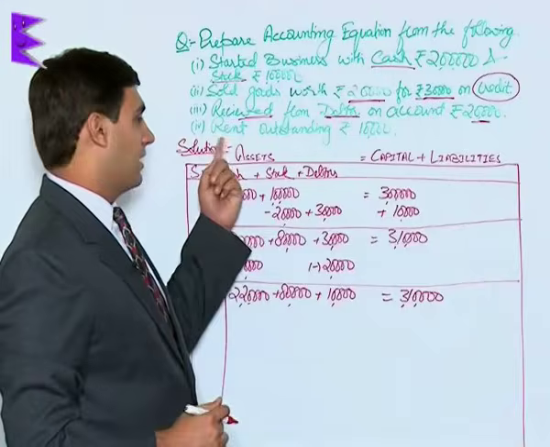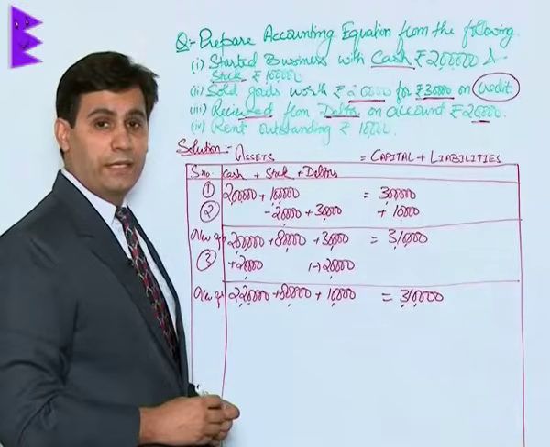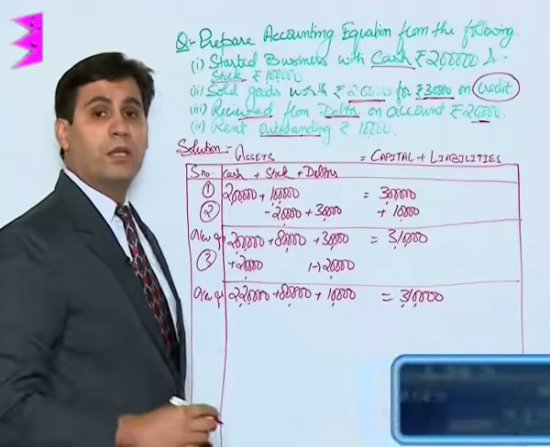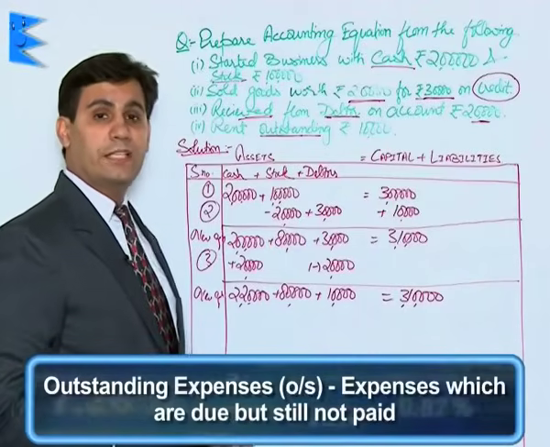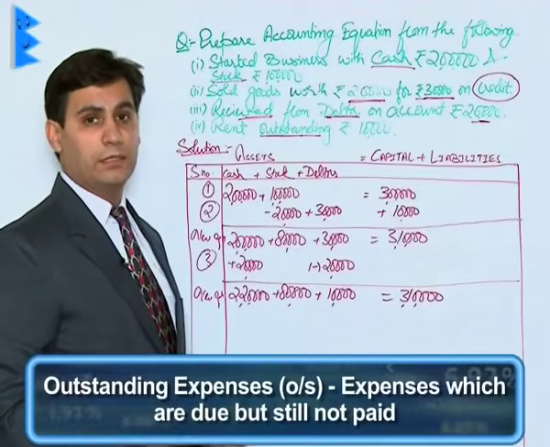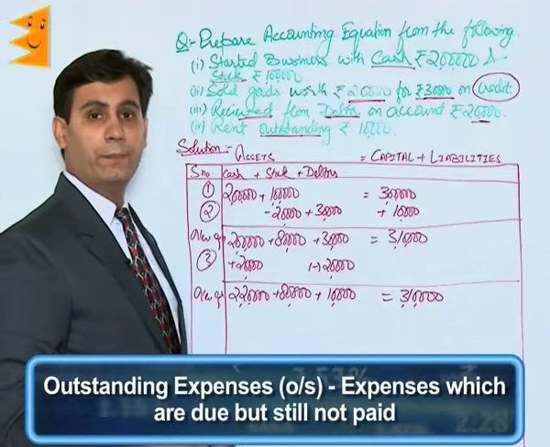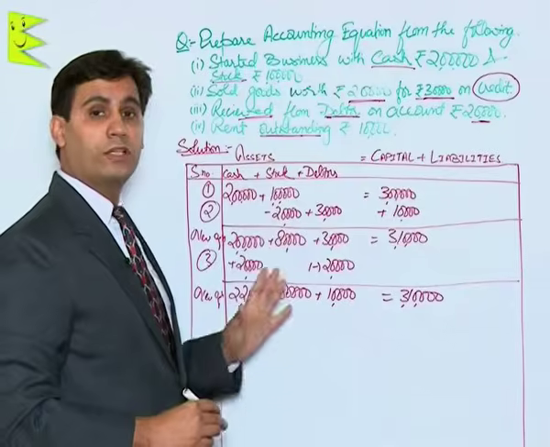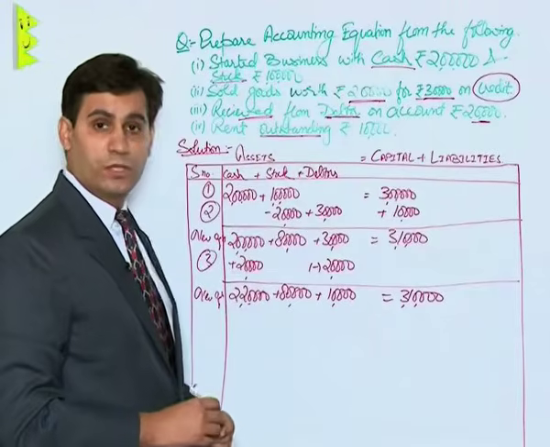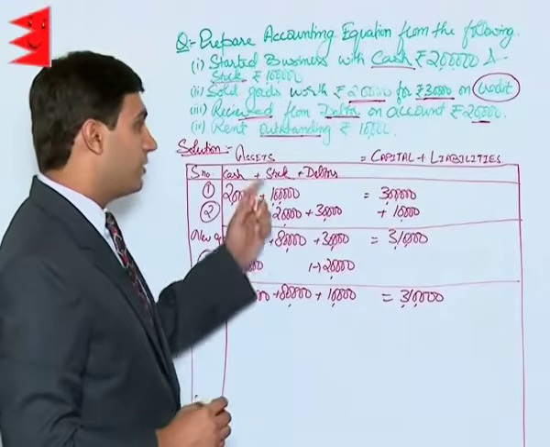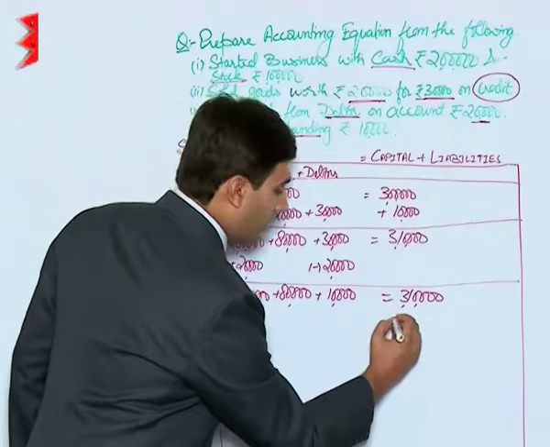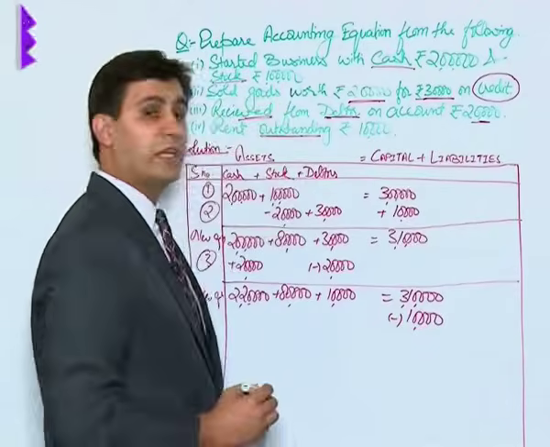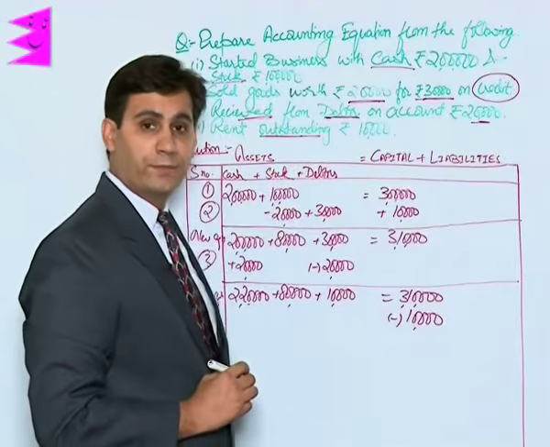Coming to the last transaction, rent outstanding. Now students, it is rent outstanding. Rent outstanding means the expense on account of rent has been incurred but has not yet been paid. Since this amount has not yet been paid, we cannot deduct it from cash. So what to do now? First of all, it is an expense. Let us deduct it from capital since the owner has to bear all the expenses.